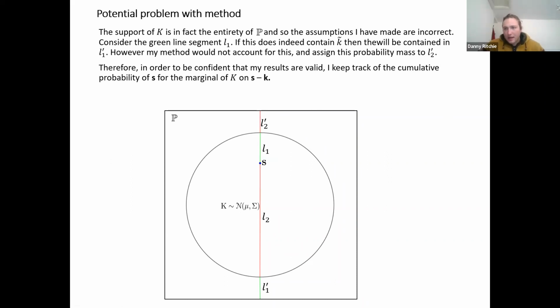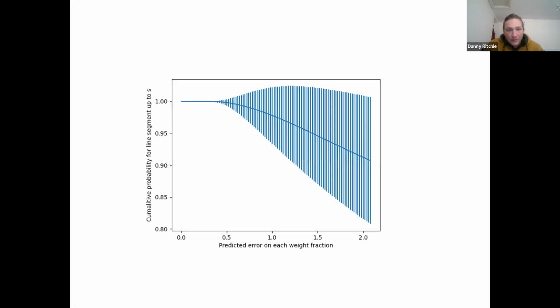So this could be an issue, and basically what it comes down to is the relative probability masses in the green line in L1 versus L2. In order to be confident that my results are valid, I keep track of the cumulative probability of S for the marginal of K on S minus K. So basically just looking at the probability mass of the red line and hoping that it's close to 1. And here's a plot of that.